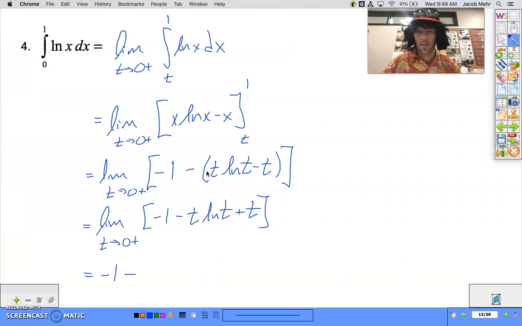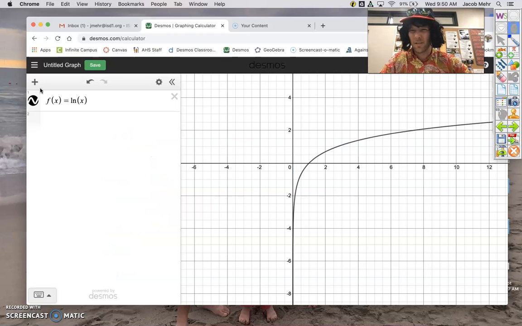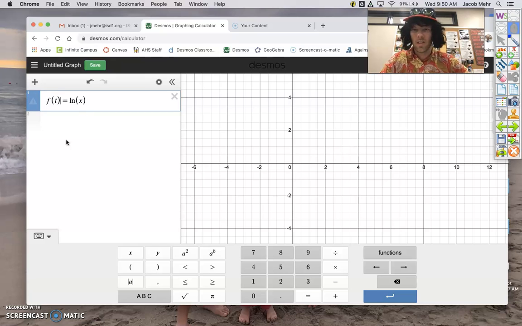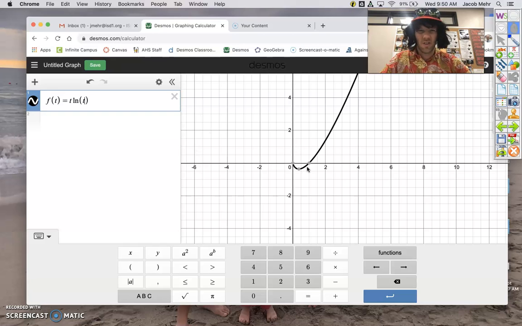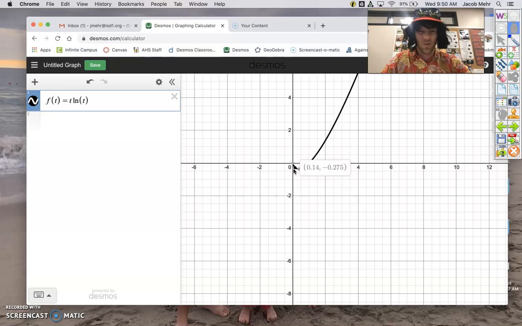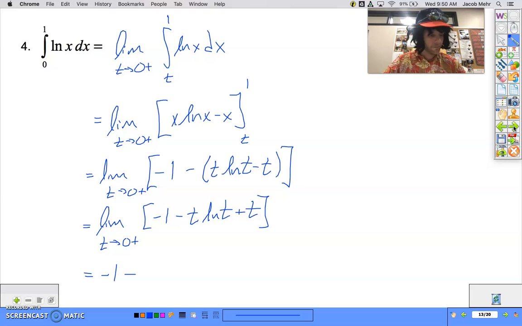We are trying to figure out, that's right, t natural log of t. Okay, we want to find that limit. So, t natural log of t. And let's see here, we're taking the limit as we go to 0 from the right. As we go to 0 from the right, it goes to 0. Look at that, check this out. Right, approaches 0. That's very nice.